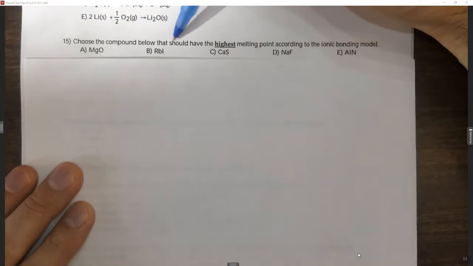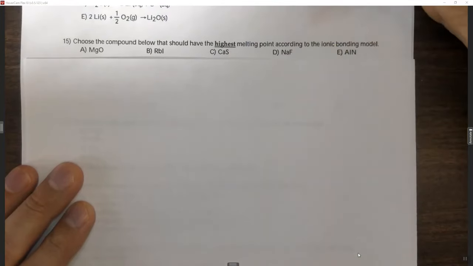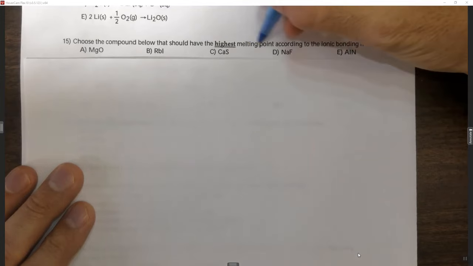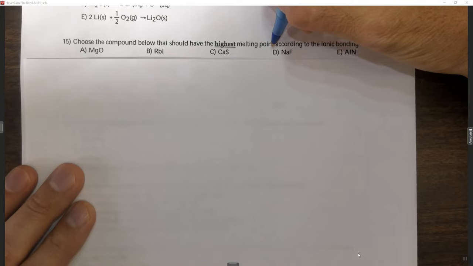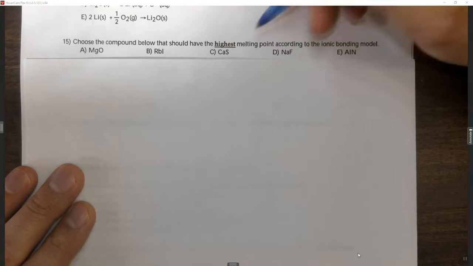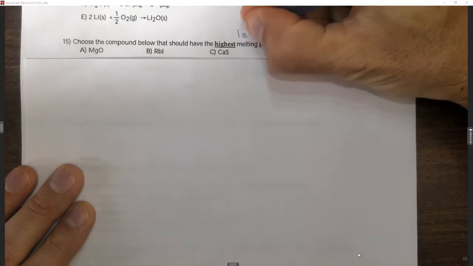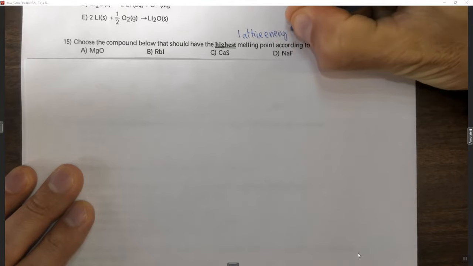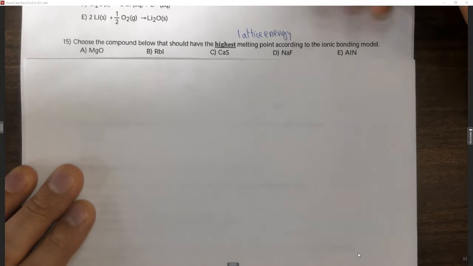Number 15 says, choose the compound below that should have the highest melting point according to the ionic bonding model. So there's a couple things we need to know. First of all, melting point and boiling point are directly proportional to the lattice energy. So the thing with the highest melting point also has the highest lattice energy. And there are two factors that influence the lattice energy.